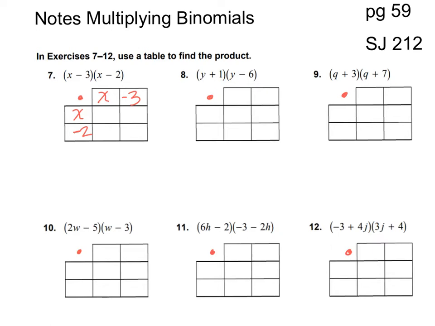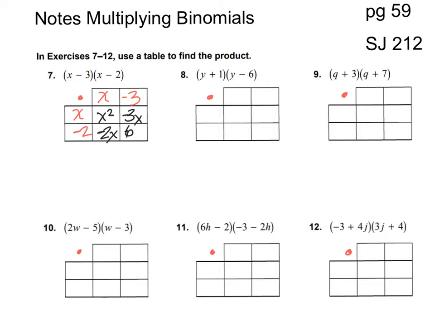Okay, x times x is x squared. Negative 3 times x is negative 3x. x times negative 2 is negative 2x. Negative 3 times negative 2 is positive 6.